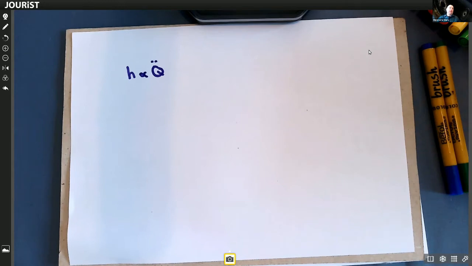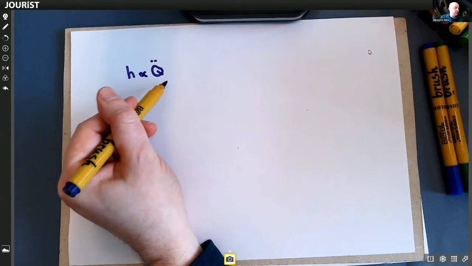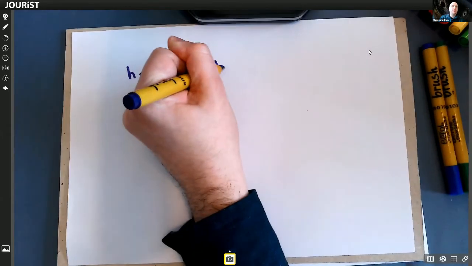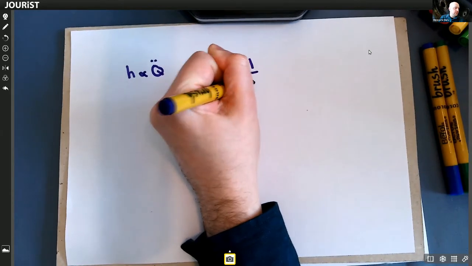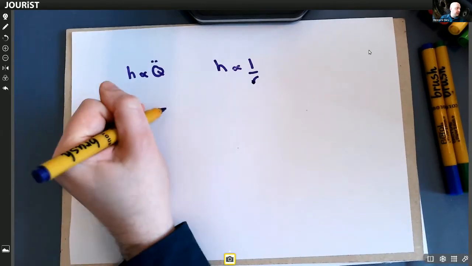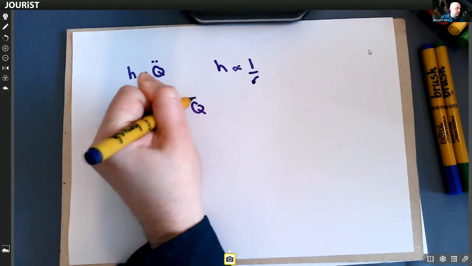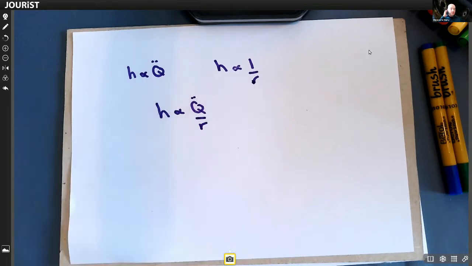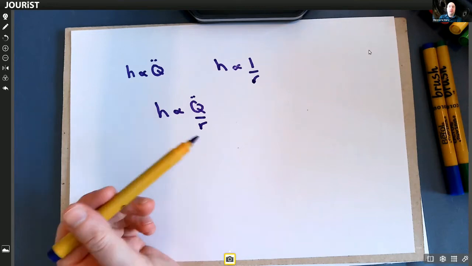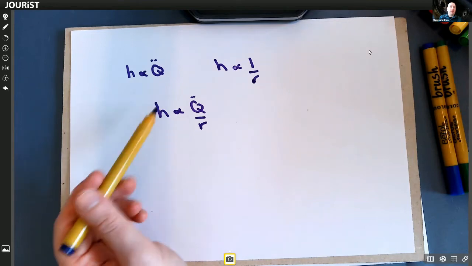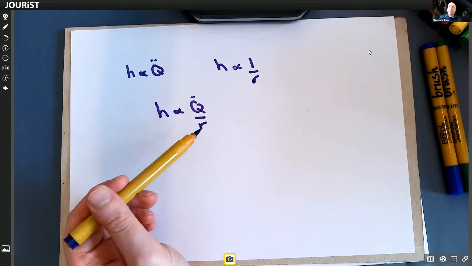Okay. What else do we know about gravitational waves? Well, we know that the amplitude will scale inversely with the distance from the source. So luminosity distance, let's call that R. If we put those together, we have Q double dot over R. So this is the source of our gravitational wave strain. If we want a good gravitational wave signal, we want H to be as large as possible. So ideally, we would want a source as close as possible.